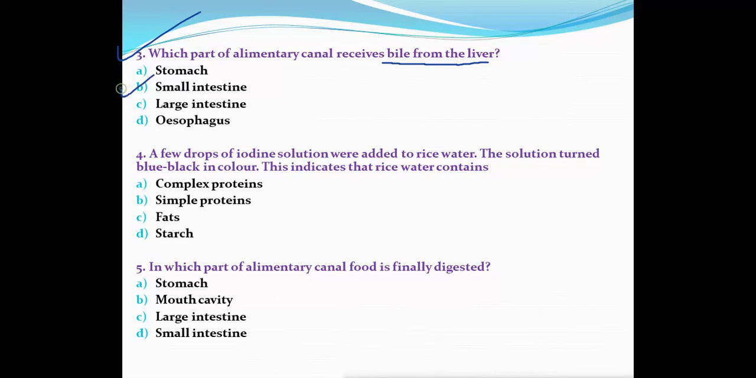The small intestine will receive the bile juice from the liver, because we all know that in the small intestine complete digestion of food takes place. So the small intestine will receive the secretion of the liver, that is bile juice. Now come to question number 4.